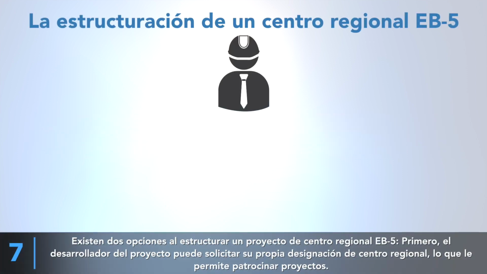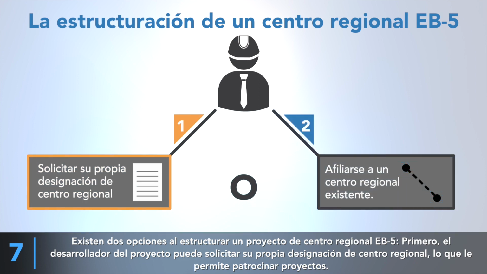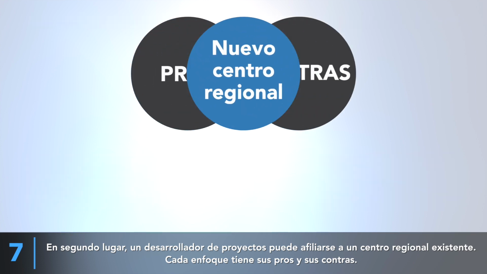7. Create or affiliate with an EB5 regional center. Two options exist when structuring an EB5 regional center project. First, the project developer can apply for its own regional center designation, allowing it to sponsor projects. Second, a project developer can affiliate with an existing regional center. Each approach has its pros and cons.